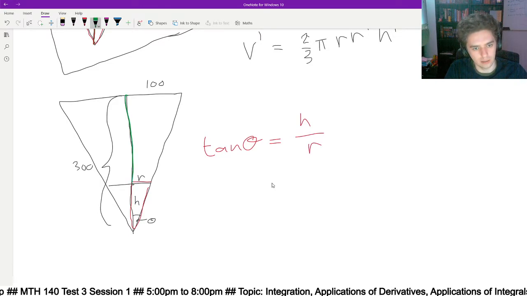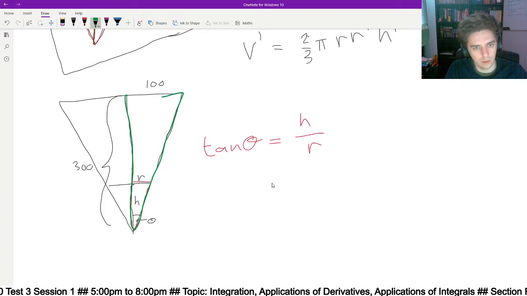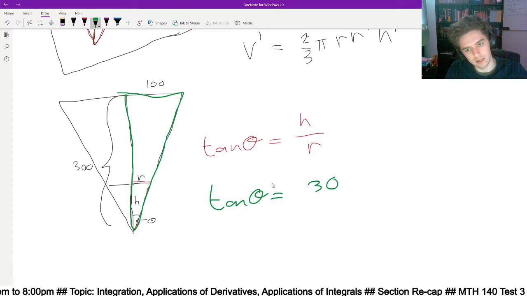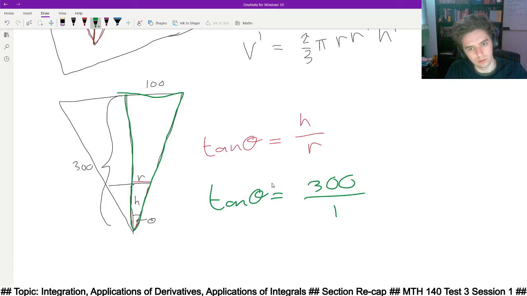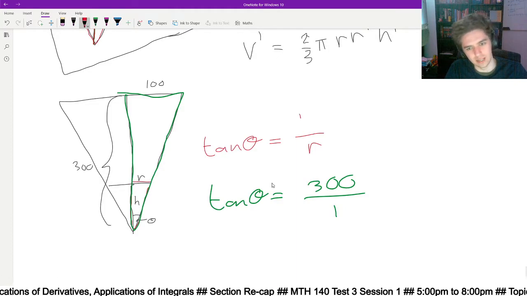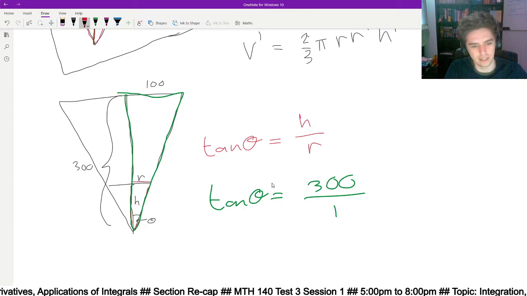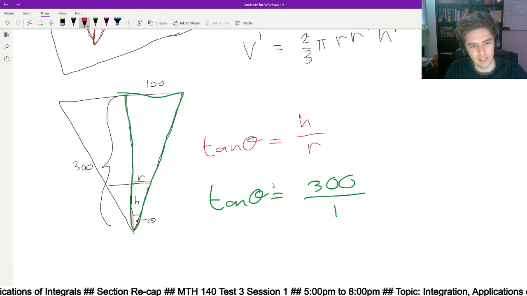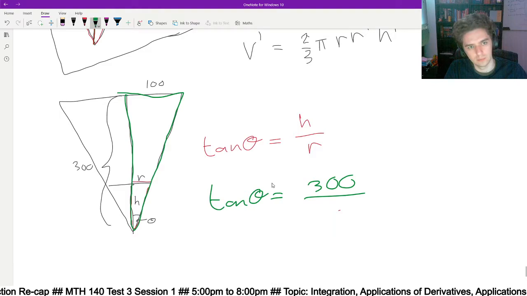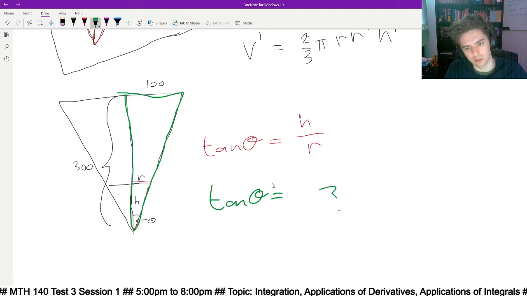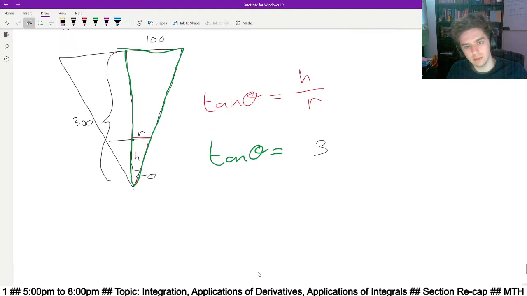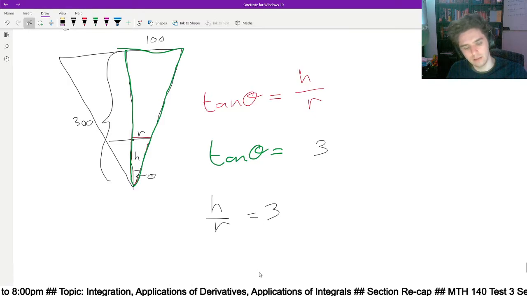The big triangle here, I'll draw it quickly, right? Tan theta, the adjacent is 300, and the hypotenuse is, oh, no. Sorry, that's not hypotenuse. I'm just saying the wrong words, but the letters are right. Height over r, right? So the adjacent over the opposite is 300 over 100 in this case, which is just 3. Let me make that a little simpler. It's just 3. Okay, well, we can make these two things equal to each other, right? h over r equals 3.